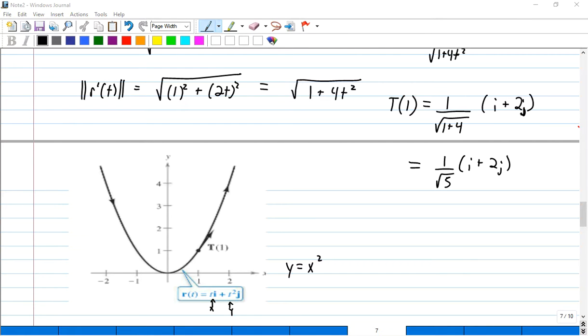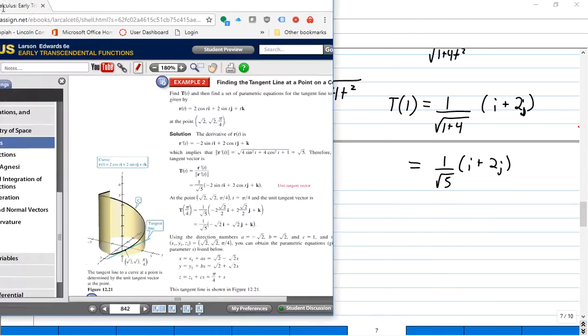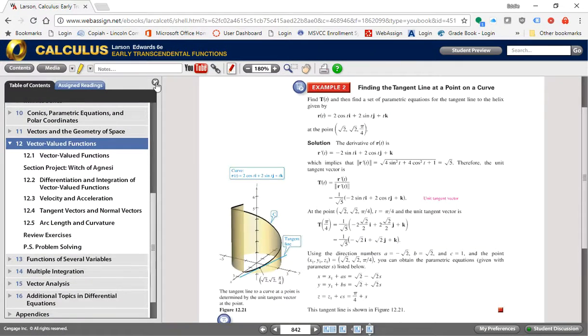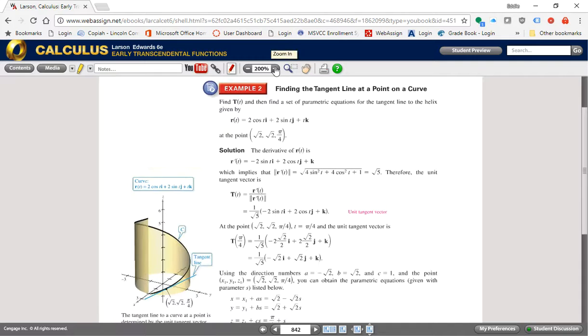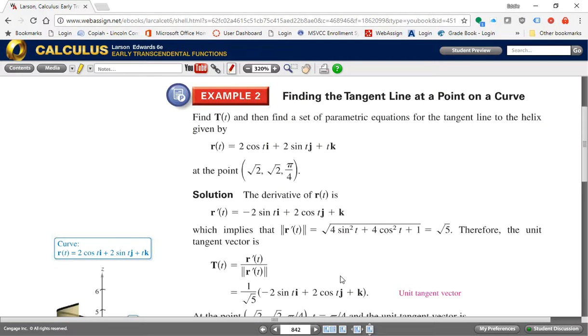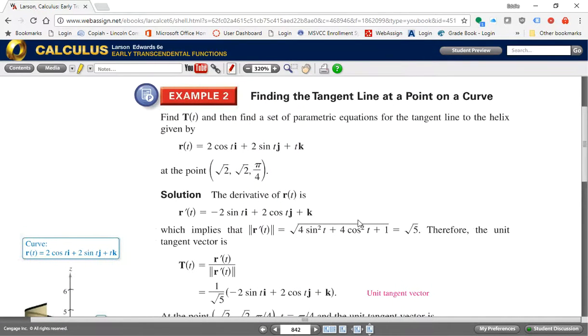Let's just look at this example, example number 2 here. I'm going to pull that up. Let's just read through it. Finding the tangent line at a point on a curve. So this says we're finding the unit tangent vector and then find a set of parametric equations for the tangent line to the helix given by. So this is in 3 dimensions. So our position vector has i, j and k.